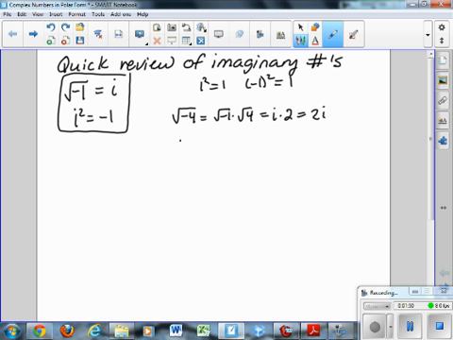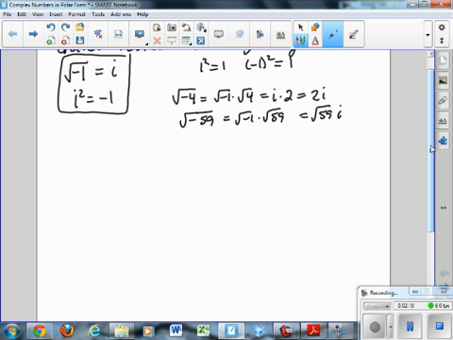I could say the square root of negative 59 is the square root of negative 1 times the square root of 59, so that's the square root of 59 times i. So if you take the square root of any negative number, it's the same as the square root of the positive number times i.